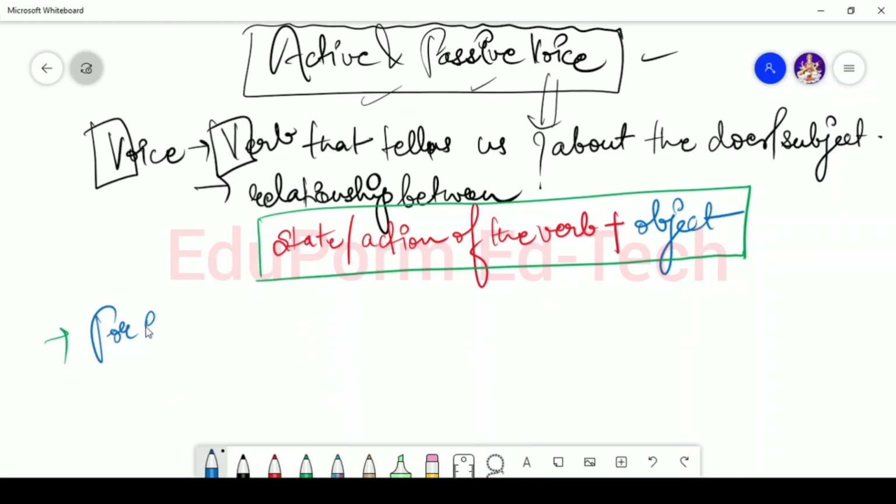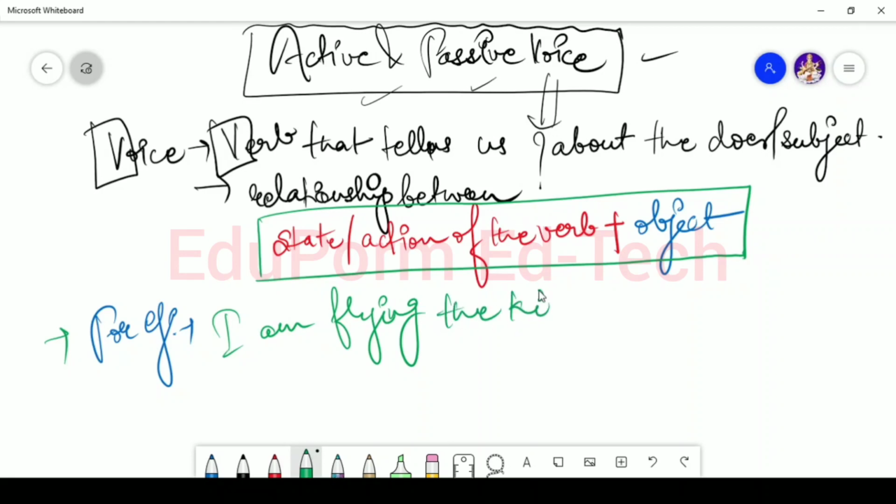For example, if I say that I am flying the kite. Supposedly you ask me what are you doing, and I answer, I am flying the kite. So in this sentence, what is happening? I is the subject here. Who is the subject here? I. And what am I doing? I am flying the kite. So what does this sentence do? It tells you about the subject. This is a form of voice, where I say that I am flying the kite; this sentence tells us what I am doing. So this is one example of voice.